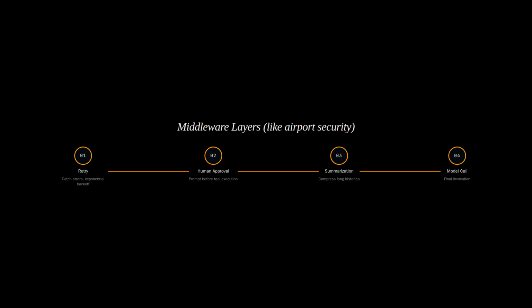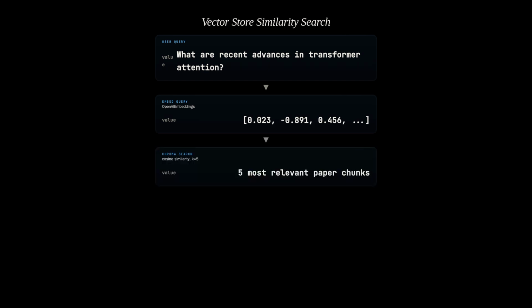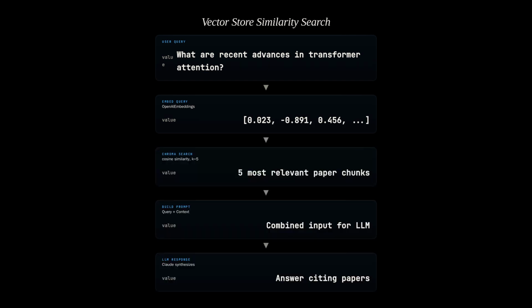Vector stores enable semantic search. Here's the flow. A user asks about transformer attention. First, we embed the query into a vector using OpenAI embeddings. Then we search the Chroma database using cosine similarity to find the 5 most relevant paper chunks. Those chunks become context. We build a prompt combining the query and context, send it to Claude, and get back an answer that cites specific papers. The magic is in that similarity search. It finds conceptually related content even when the exact words don't match.